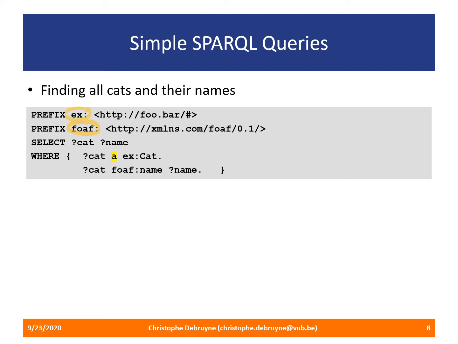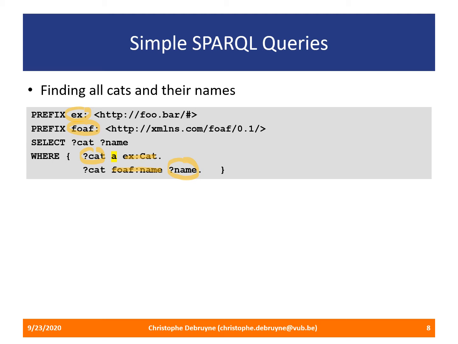So I am looking for things that are of the type cat. You can see x:Cat as the URI of the class cat in my example. And then of these things, I'm also looking for their name via the predicate foaf:name, and then the names will be bound to the variable name, and the resources representing those cats will be bound to the variable cat.